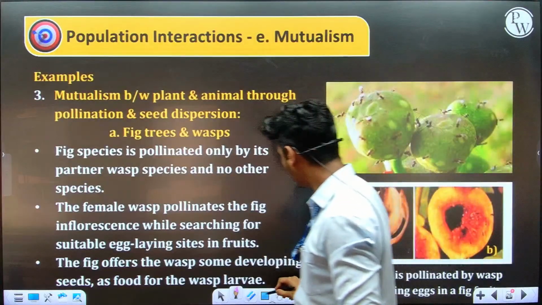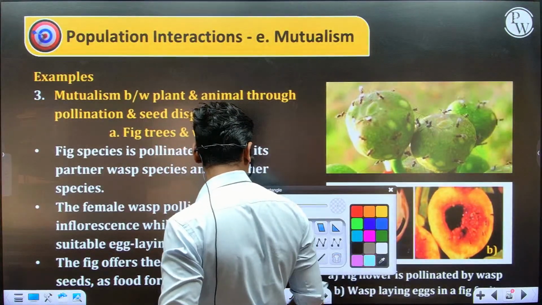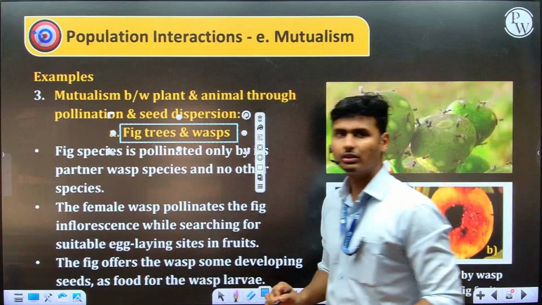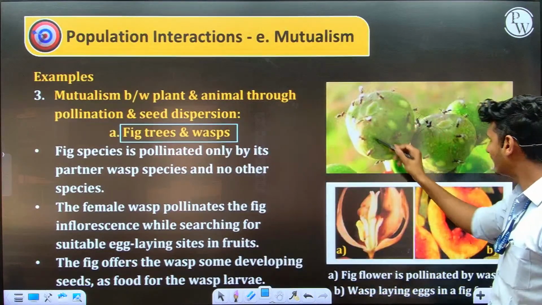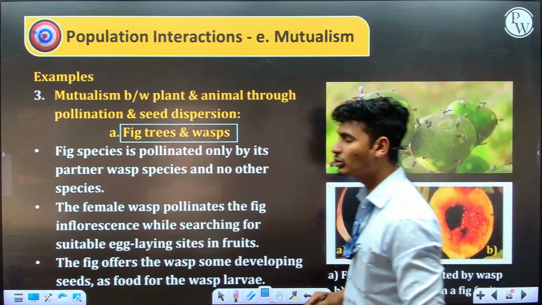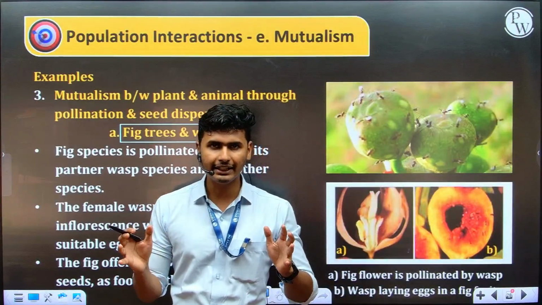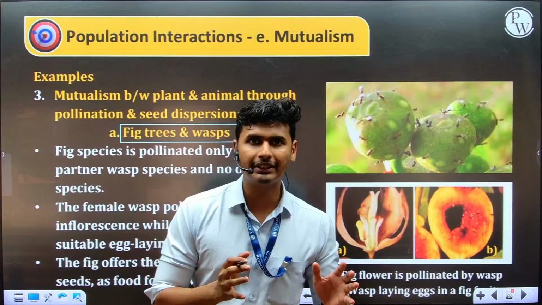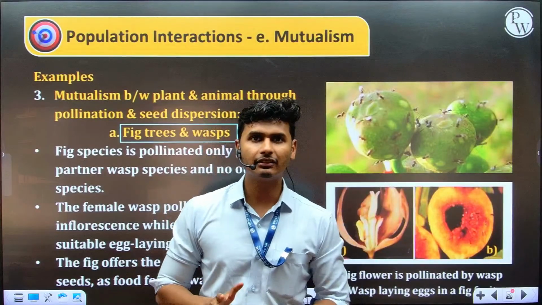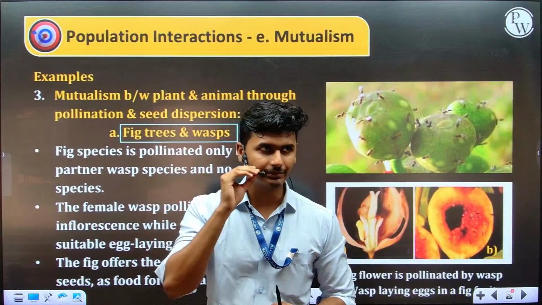First example of mutualism: fig tree. What is the example of mutualism? Fig tree and wasp. Now, this is the fig tree or the fruit of the fig tree, and the small insects are known as wasps. So what is the interaction between fig tree and wasp? The fig tree has to be pollinated with the help of the wasp only. There is no other pollinator the fig tree has. So the fig tree requires the help of the wasp for pollination.